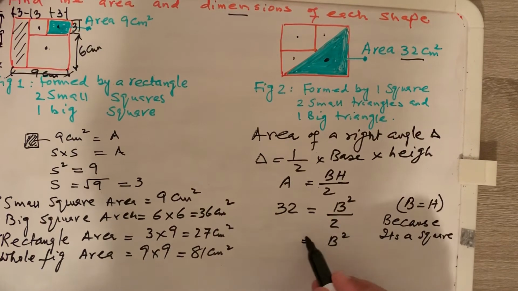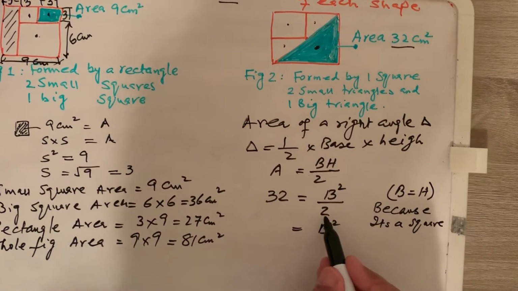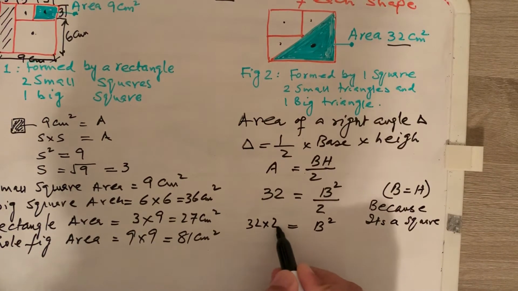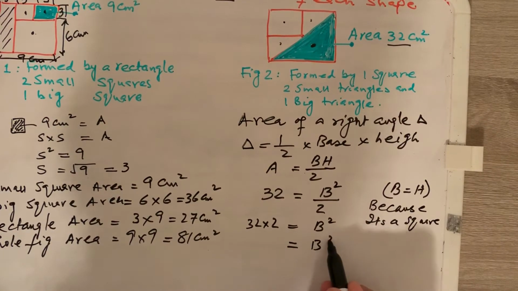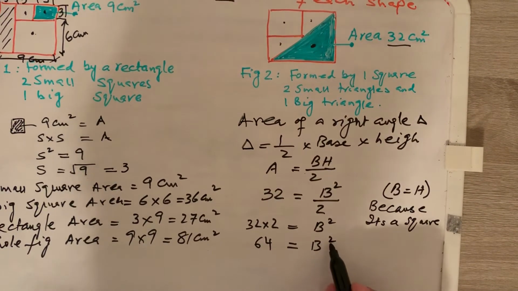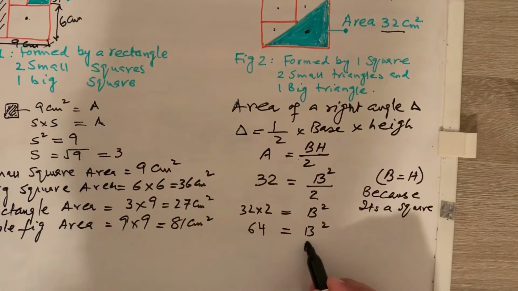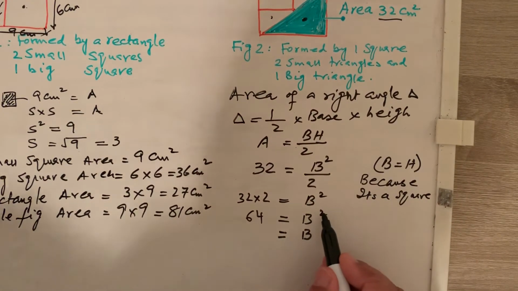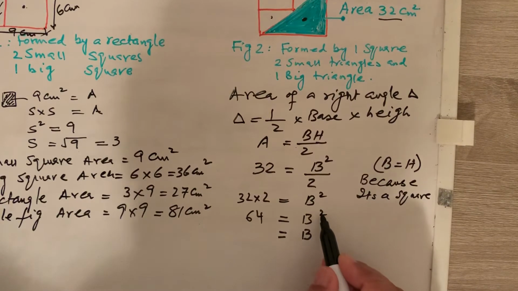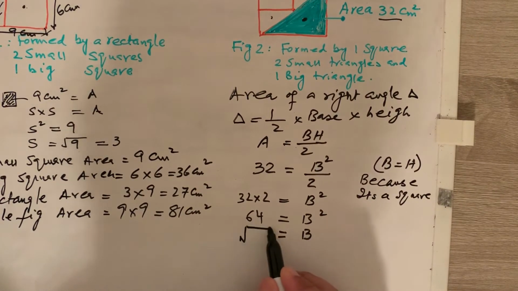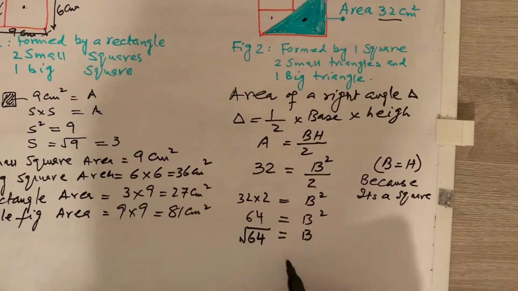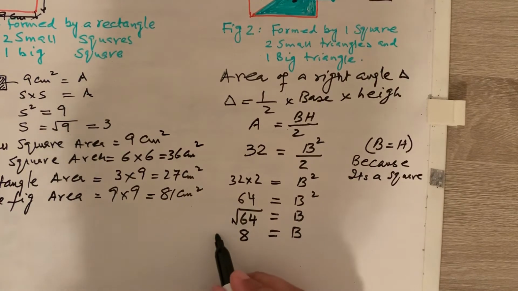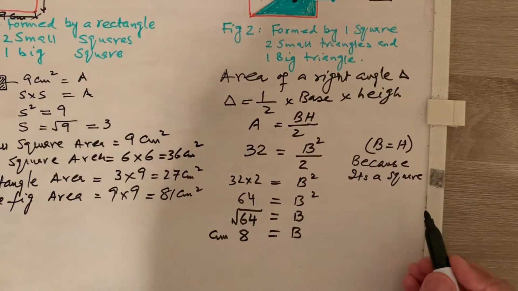Now I have to shift this 2 to the other side of the equation. On this side, this 2 is in division. When it goes to the other side of the equation, it gets multiplied with the 32, and my B square will be equal to 64. Now I have B square and I need the value of B. If we transfer this power to the other side of the equation, it goes to the half power, and half power is square root. So the square root of 64 is 8. So now I have the base of the triangle, which is 8.